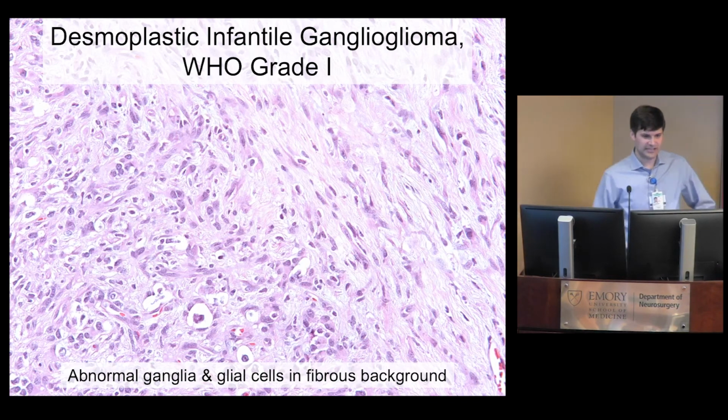A DIG. The main thing that strikes you about a DIG is that it has a desmoplastic response to it. So this is more of a fibrous response here, and that's typified by this area over here. Desmoplasia is a term that we use in pathology to reference a sort of reactive stromal response. We don't usually see desmoplasia in brain tumors, but in this one we do. But you'll see astrocytic cells and ganglion cells kind of scattered through it.